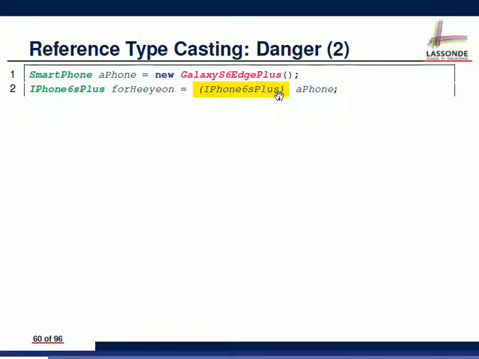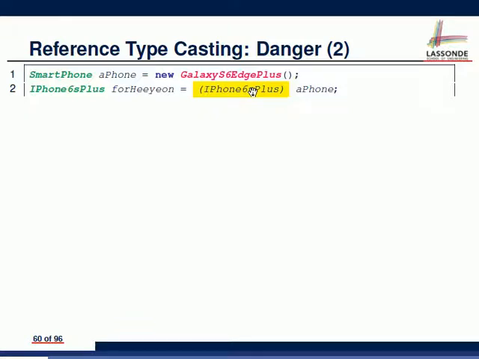However, the problem is, even though it compiles, when we reach the runtime, since a phone is actually pointing to a Galaxy phone, which does not support any of the iPhone 6s Plus methods, for example 3D touch, it's going to run into trouble. Okay?